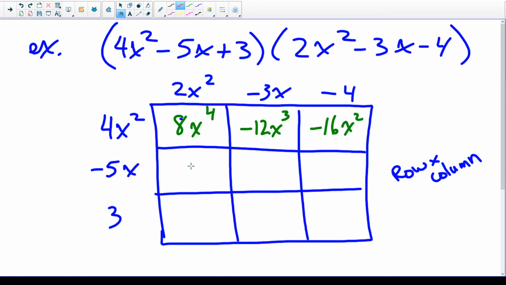Negative 5x times 2x squared is negative 10x cubed. Negative 5x times negative 3x is positive 15x squared. Negative 5x times negative 4, positive 20x. And then 3 times 2x squared.